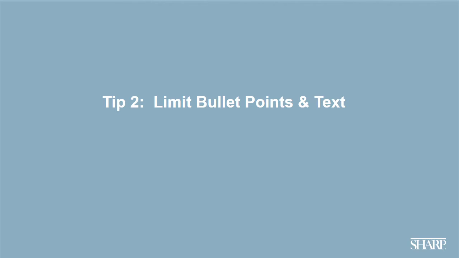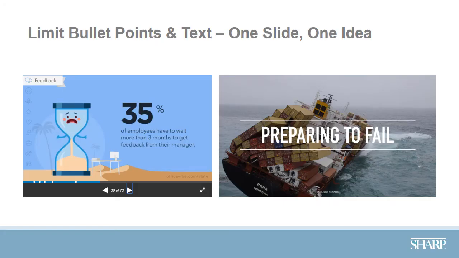Tip 2, limiting bullet points and texts. One way to do that is to think about the concept of one slide, one idea. You see two different examples here, one using an infographic on the left and one using an image with some text on the right. And it's very obvious in each of these slides what the key point of the slide is and what the presenter is going to expand on.